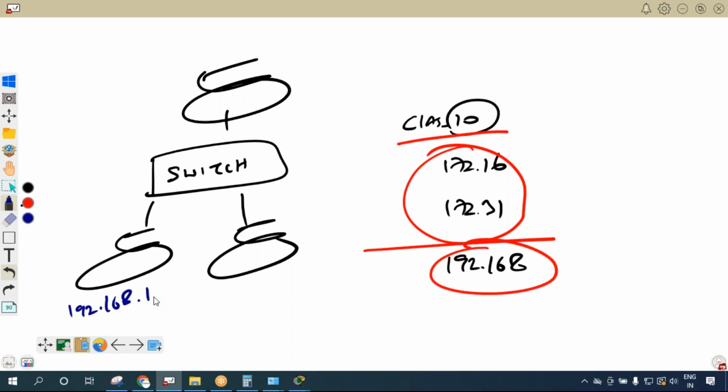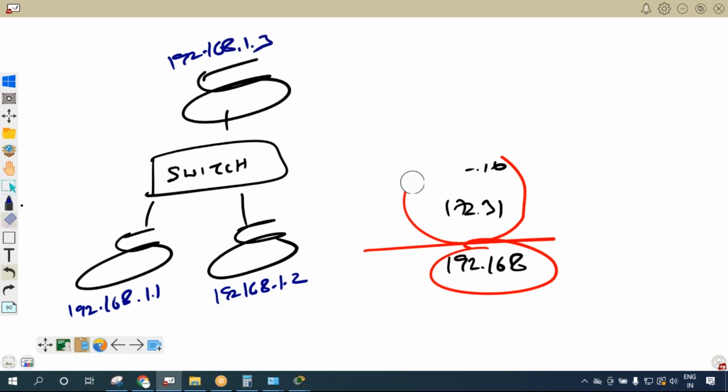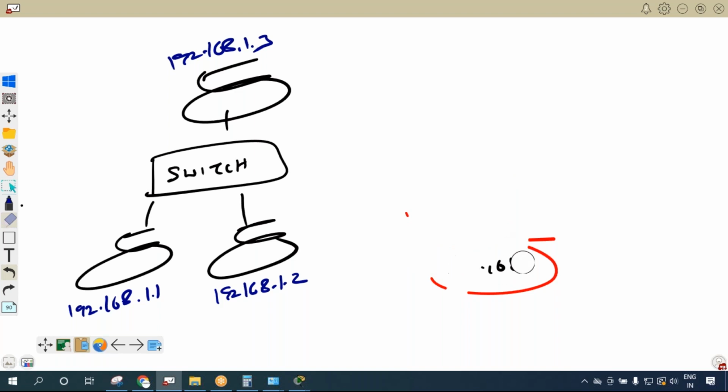So I will give 192.168.1.1, 192.168.1.2, 192.168.1.3. Out of this range I can use anything. For me, there is no need to ask anyone. These are private IP address ranges.